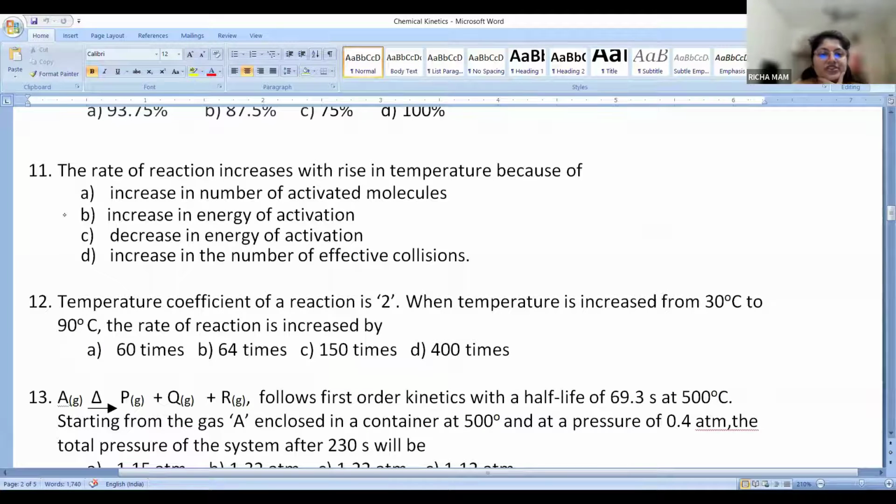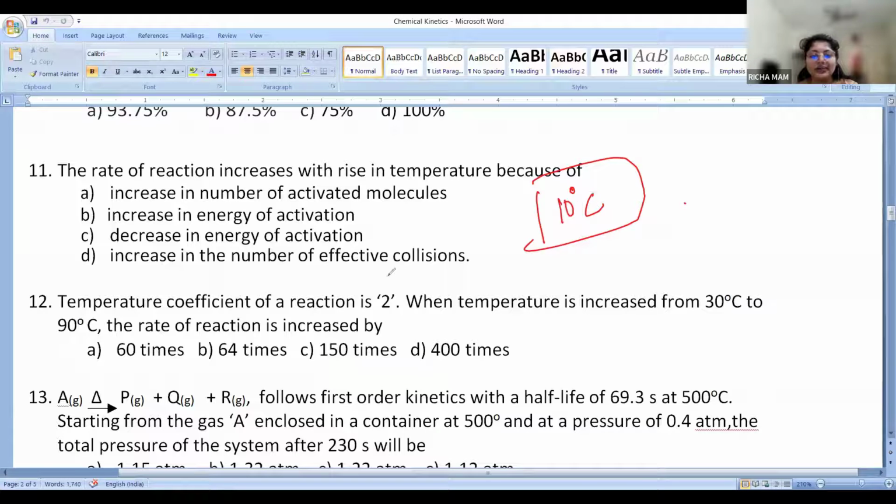The temperature coefficient of a reaction is 2. When the temperature is increased from 30 degrees Celsius to 90 degrees Celsius, the rate of reaction is increased by how much? We know that the rate of reaction is doubled for every 10-degree rise in temperature.